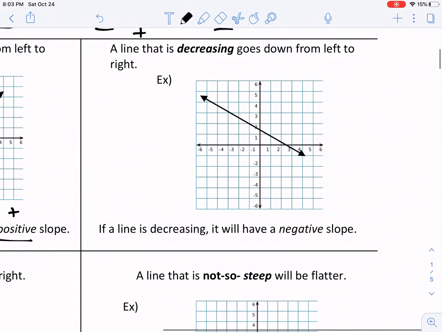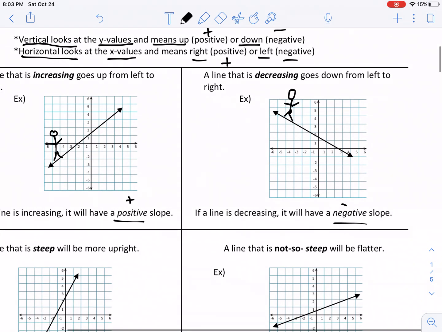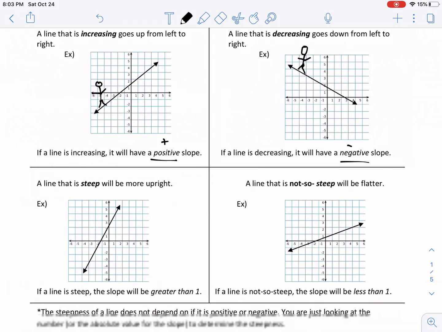Now, a line that is decreasing, going down from left to right, is going to be negative slope. Or a way to think of it is I put my little guy over here and he's got to walk downhill, so that would be negative slope. So we can have positive slope, negative slope, and then we'll see a couple other different types of slope in a little bit.